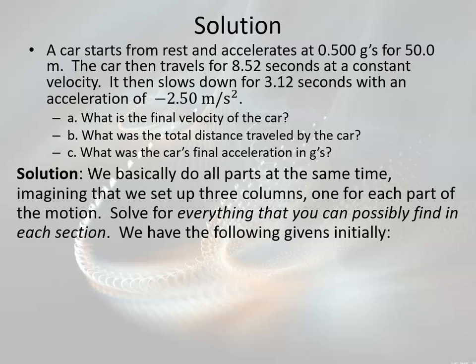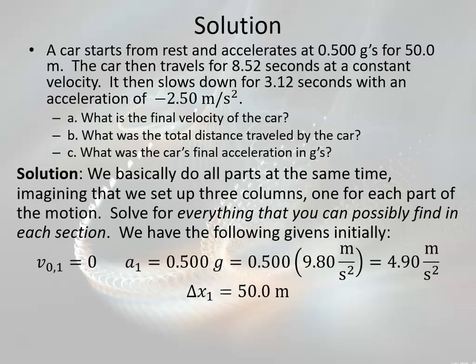So, again, we have 3 columns, which means 3 different sets of givens. The initial velocity for segment 1 is 0. The acceleration for segment 1 is 0.5 g's. Whoops, we've got to convert that to SI units. That's 4.9 meters per square second. And the displacement in segment 1 was 50 meters. That's just straight from our givens.